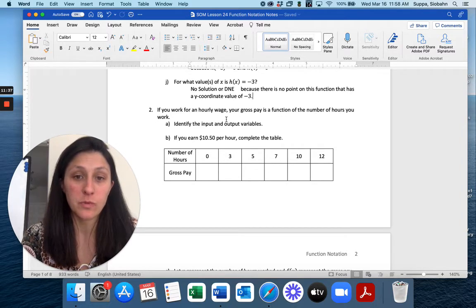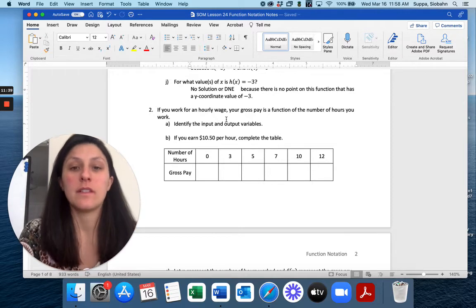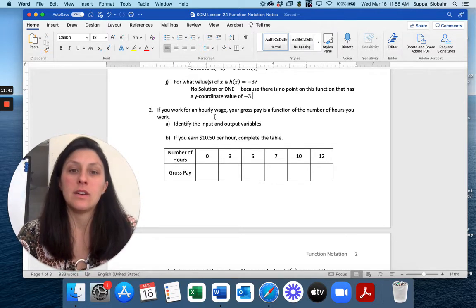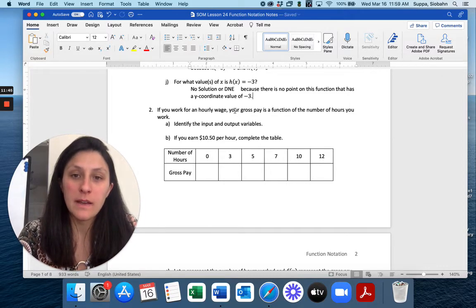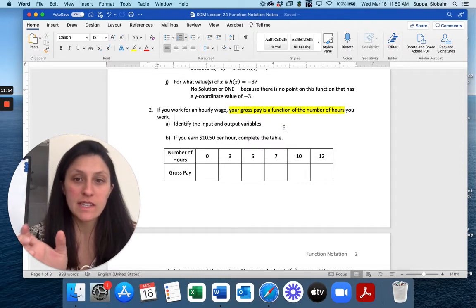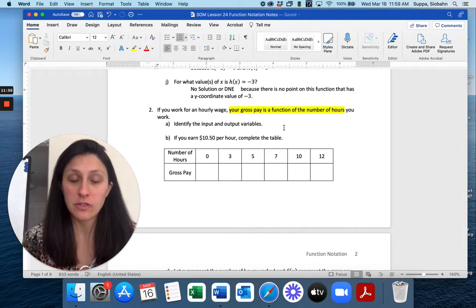the number of hours you work. All right, so let me help you break down this phrase right here. So your gross pay is a function of the number of hours you work. That sentence, that is super important. The way that it's written, you can translate that into mathematical function notation.